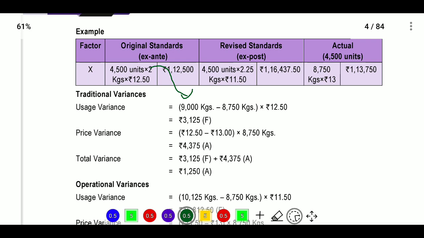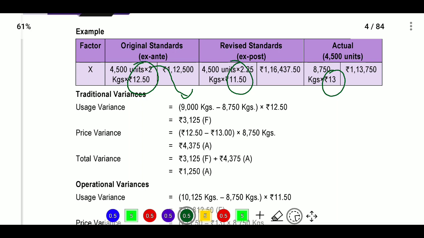Next, 2.25 kgs into 11.5. So here there is a change in price and quantity, but the total units were the same. Next, this is the revised standard, and they provided the actual. What actually happened is that 8750 units were purchased at 13 rupees. So he purchased at 13 rupees, while the original was 12.5 and the revised was 11.5.